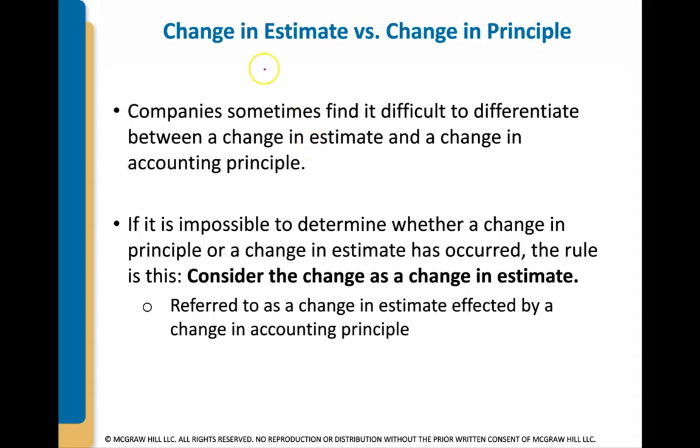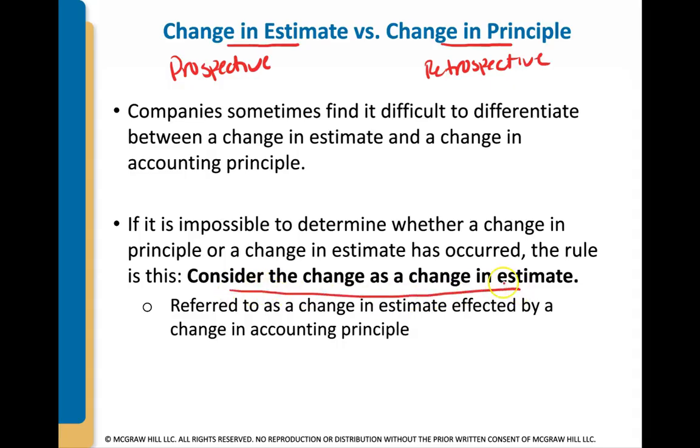Now, sometimes it's difficult to differentiate: is something a change in estimate or a change in principle? Because a change in estimate requires the prospective approach, which is a lot simpler, versus a change in principle, which requires the retrospective approach, right? So when it's really hard to say whether this is a change in principle or a change in estimate, you consider it a change in estimate, okay? And you refer to it as a change in estimate affected by a change in accounting principle, but we use the prospective approach. So that's good news.